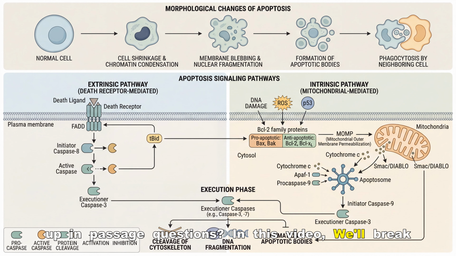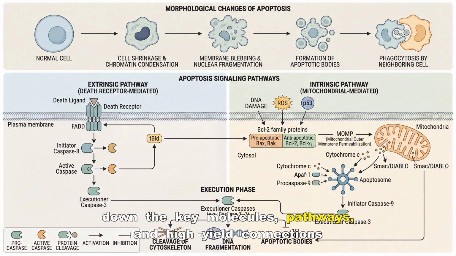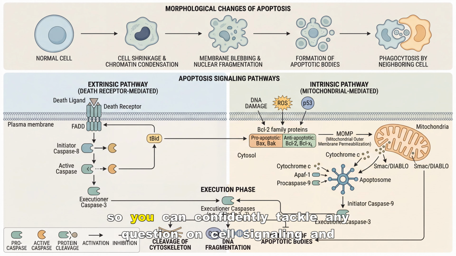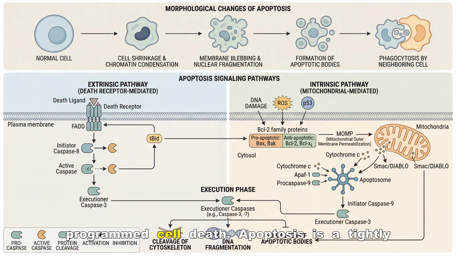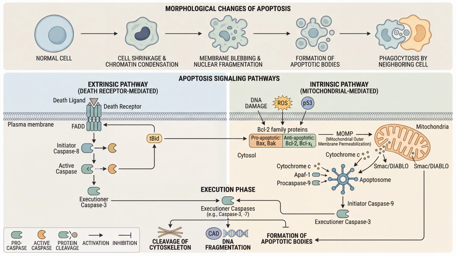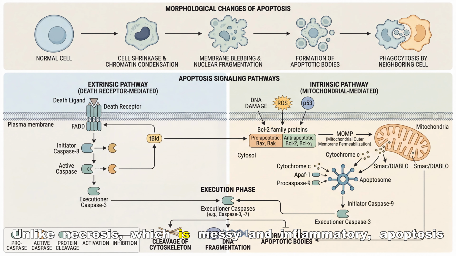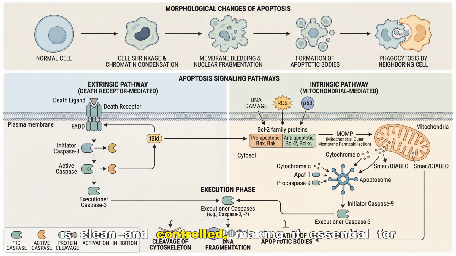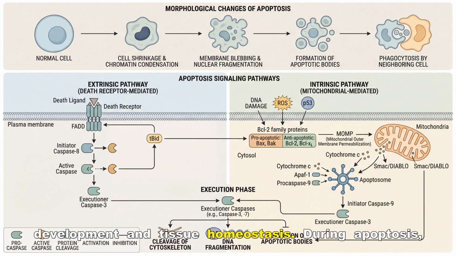In this video, we'll break down the key molecules, pathways, and high-yield connections so you can confidently tackle any question on cell signaling and programmed cell death. Apoptosis is a tightly regulated form of programmed cell death, characterized by specific morphological and biochemical changes. Unlike necrosis, which is messy and inflammatory, apoptosis is clean and controlled, making it essential for development and tissue homeostasis.